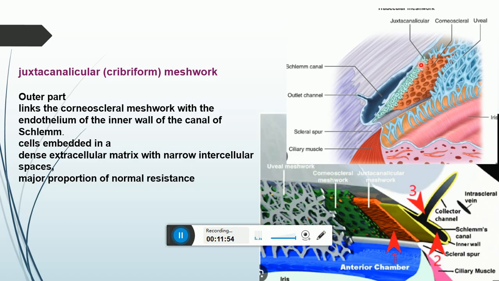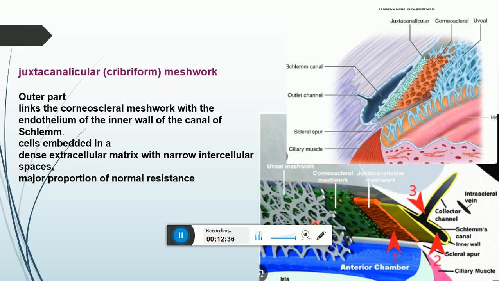The last part is juxtacanalicular, also known as cribriform meshwork. It is the outer part of the trabeculum and links the corneoscleral meshwork with the endothelium. This is endothelium of the inner wall of the canal of Schlemm. This juxtacanalicular layer consists of cells embedded in a dense extracellular matrix with narrow intercellular spaces and offers the major proportion of normal resistance to aqueous outflow.